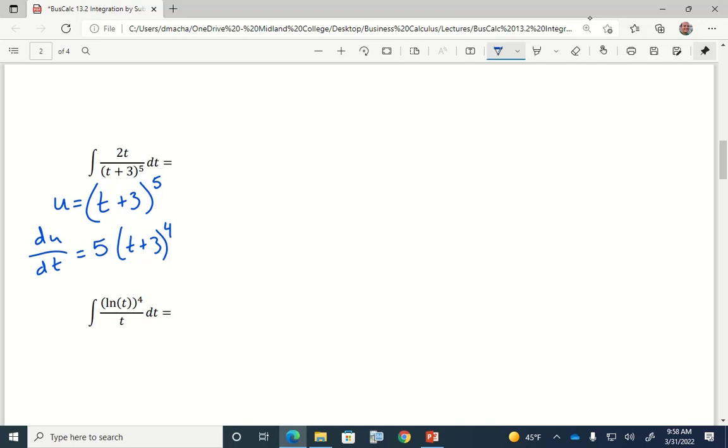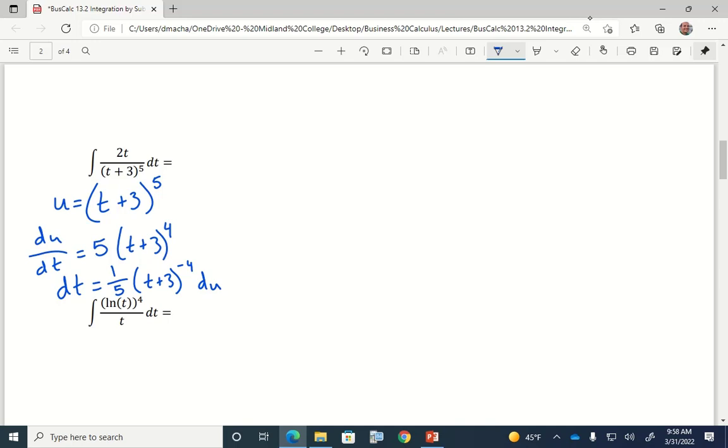Now I need to rearrange to solve for this dt. So multiply both sides by dt and divide both sides by all of this junk. And we get dt is equal to 1/5 times t plus 3 to the power negative 4 du.